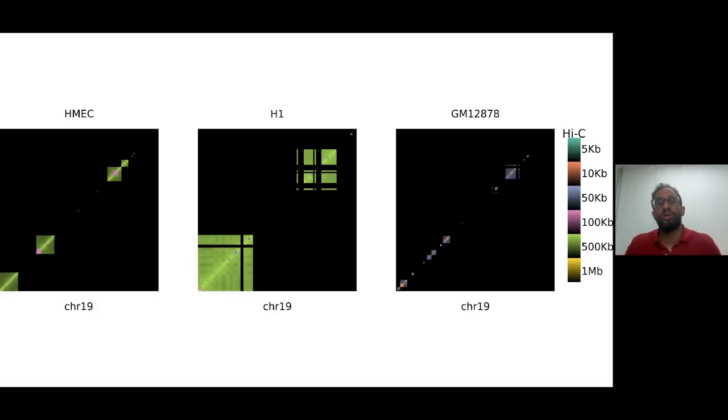Let me now try to present to you some of the outstanding results for those hubs. But first, let me give you some intuition as to how those hubs look. And here I present to you the hubs that were produced for chromosome 19 for all 3 cell lines on which we ran the algorithm.